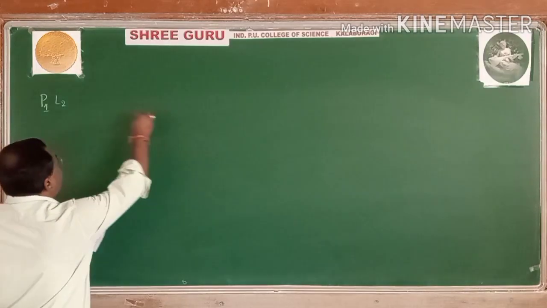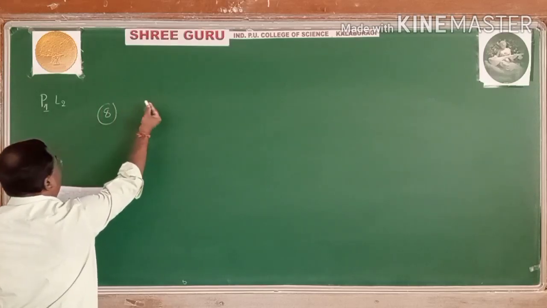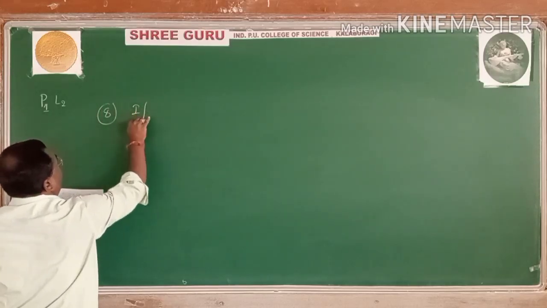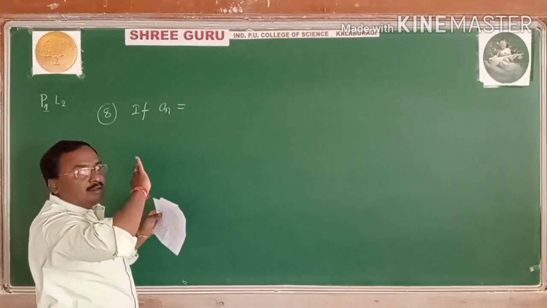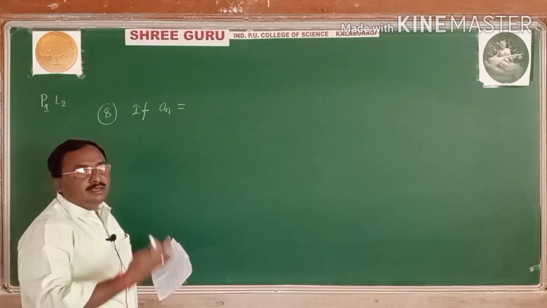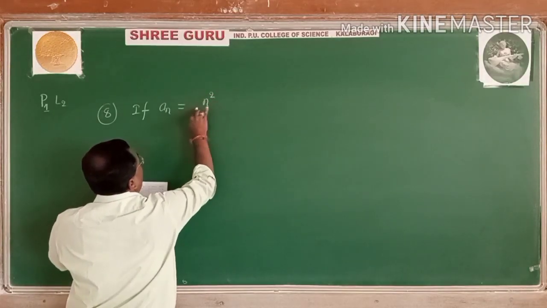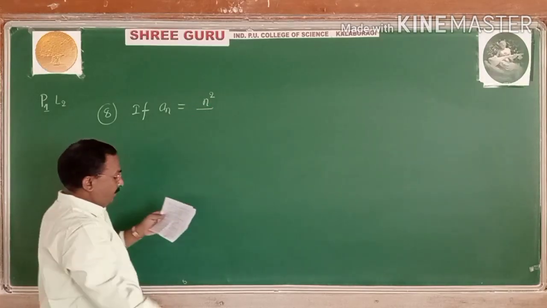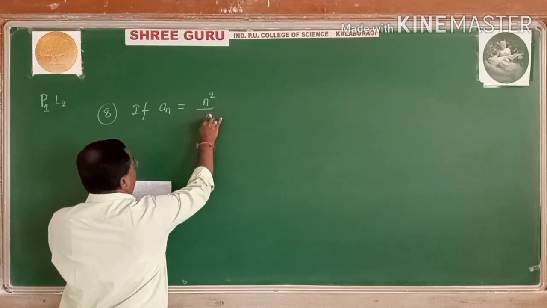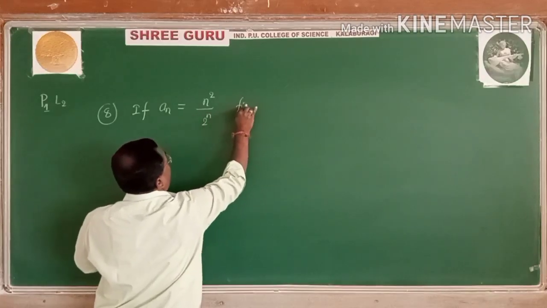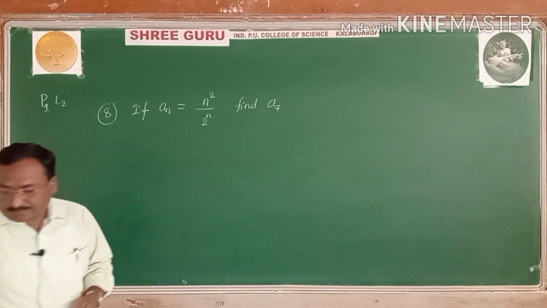Example number 8. I will write direct questions, not the whole theoretical part. If an is equal to n square divided by 2 power n, find A7. You can refer to the NCERT textbook.